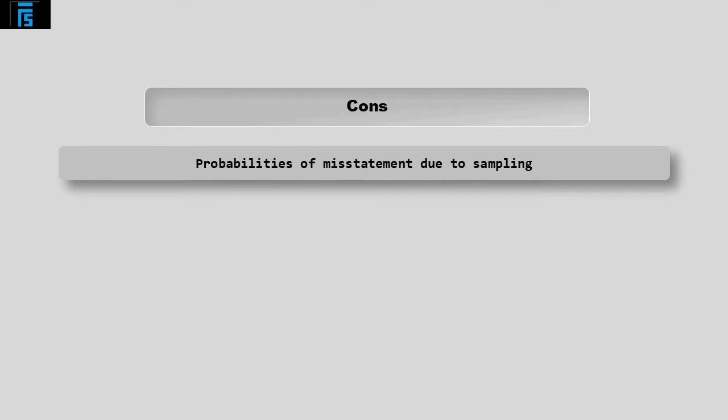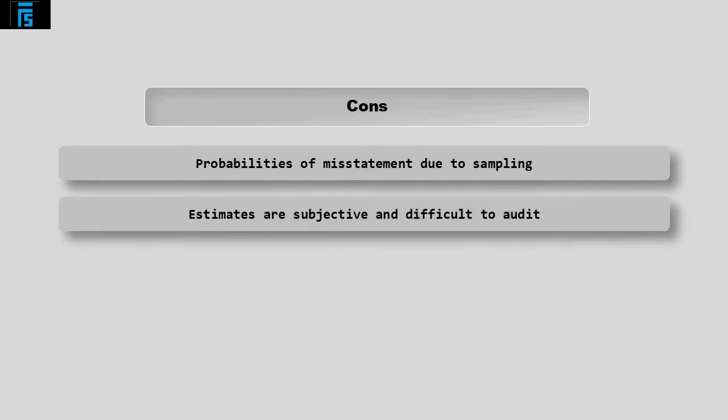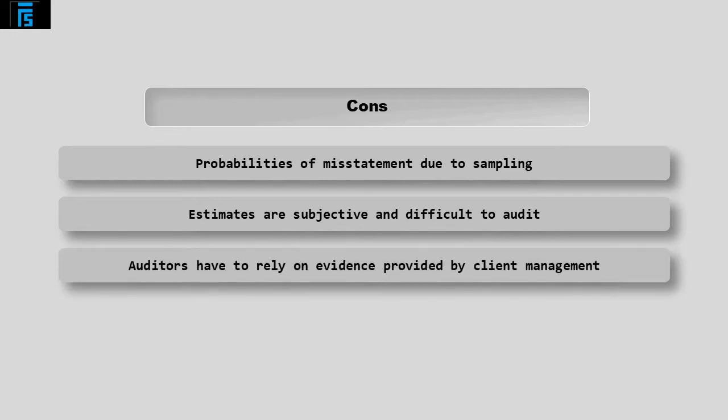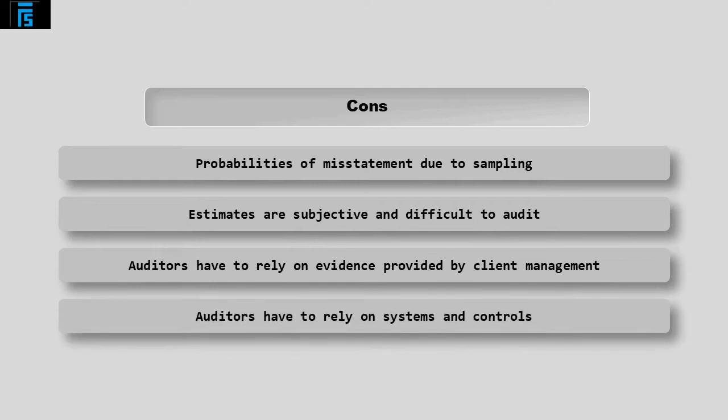The cons. They do not test every transaction as they have to use a sample basis, so there could be misstatements in transactions that have not been seen by the auditor. Financial statements include estimates which are difficult to audit as they are subjective and hard to prove. The auditors may have to rely on evidence provided by the client management for some areas if external evidence cannot be obtained. Systems and controls have their own limitations, and the auditors rely on some information provided by these systems.